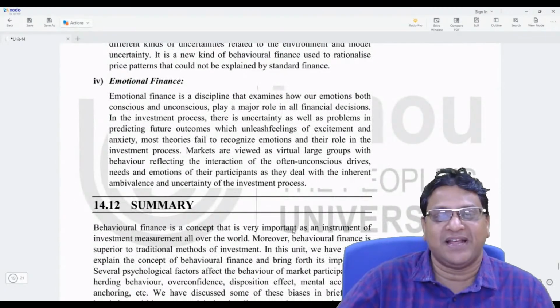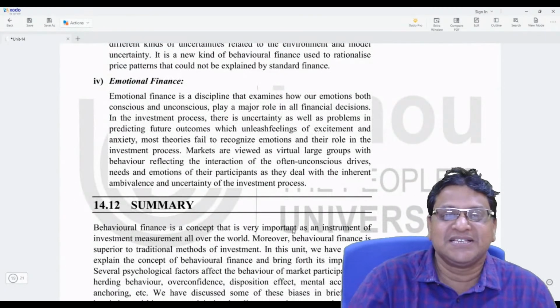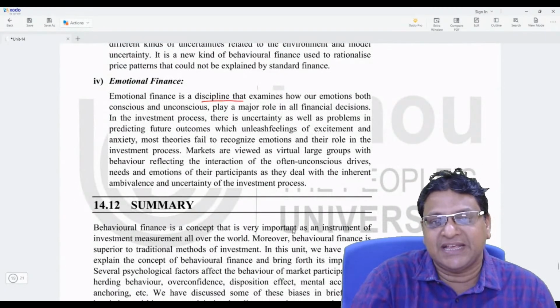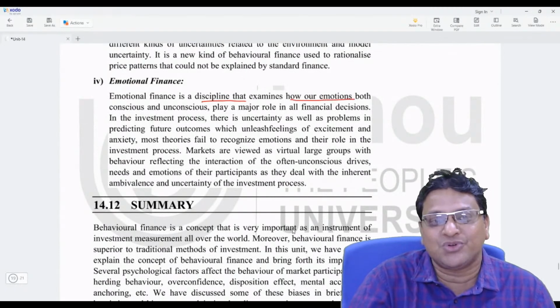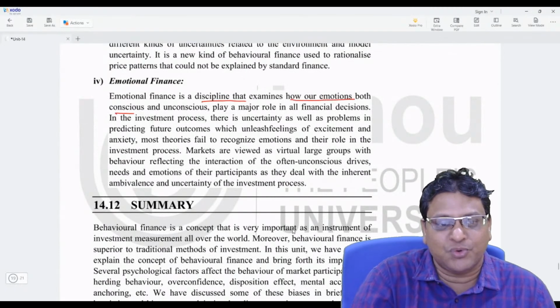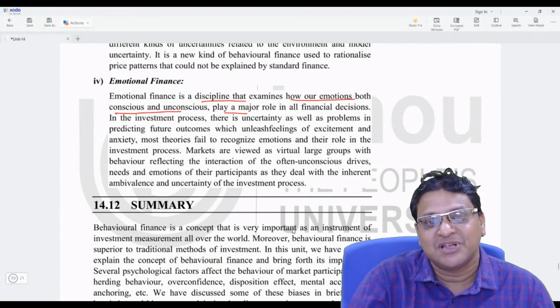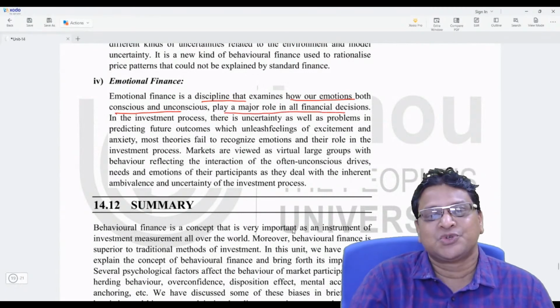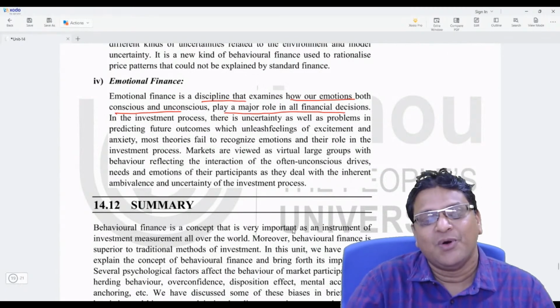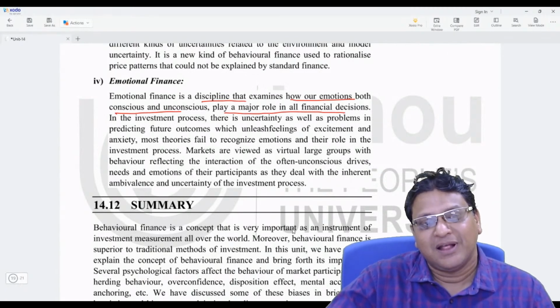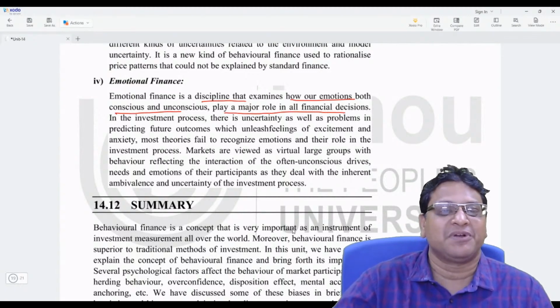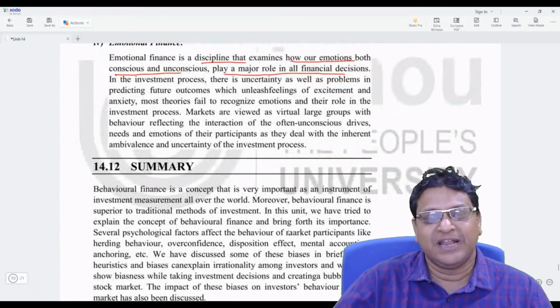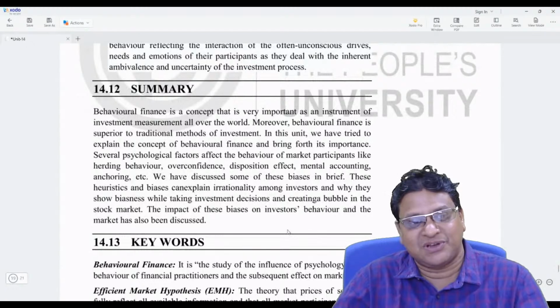Next, emotional finance. Emotional finance is a separate discipline that examines how our emotions, both conscious and unconscious, play a major role in all financial decisions. So these are some of the modern developments in behavioral finance. So let me summarize my discussion.